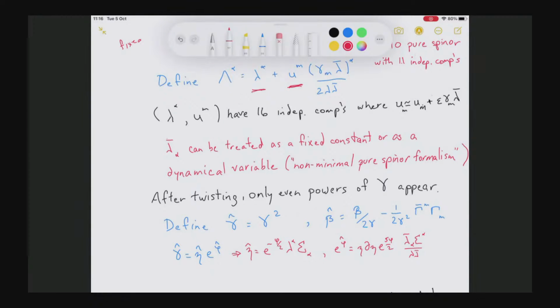Then after doing the twisting, essentially, since all the fields are integer except for the beta gamma ghosts, you know that the beta gamma ghosts also have to appear in integer combinations, which means that only even powers of the gammas appear. So we're going to now define gamma hat to be equal to gamma squared. Of course, gamma had conformal weight minus a half. So gamma hat will have conformal weight minus 1.